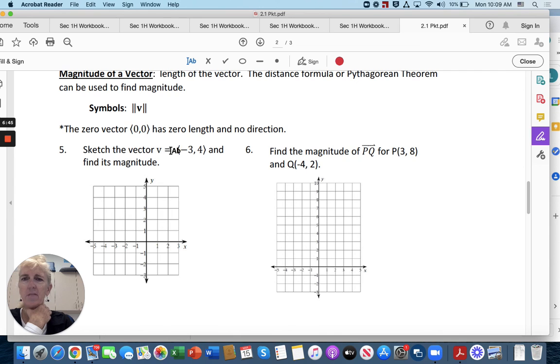It says sketch the vector v equals -3, 4 and find its magnitude. Now, if it doesn't give us another vector to connect it with or give us any other units, then we know it has to start right here at 0, 0. So we go ahead and draw the line. Hopefully this will let me draw it. I don't know if it'll just be straight across or if it'll let me go up. I'll have to do the rest of the video with a whiteboard.